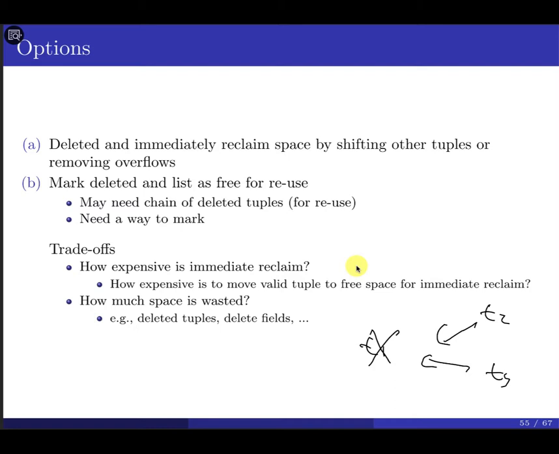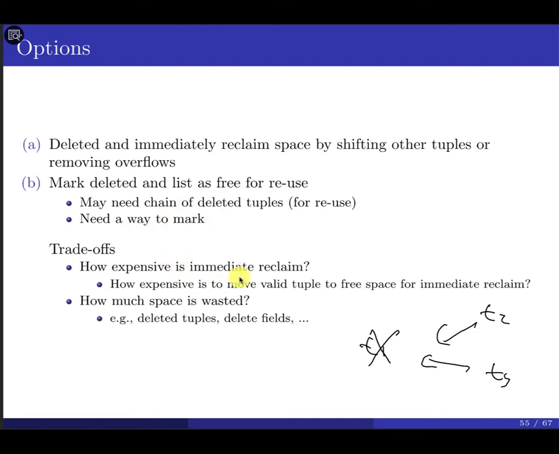That means if I keep the space in one place, or maybe reuse the space immediately, it will be available for future use. The second option is mark delete, and I'm going to handle this one later. You can mark this one deleted, and we're going to talk about different ways to mark it. Maybe you add an extra piece of information saying that any tuple pointing to this tuple, it does not exist anymore. So it looks like we have a trade-off between what?